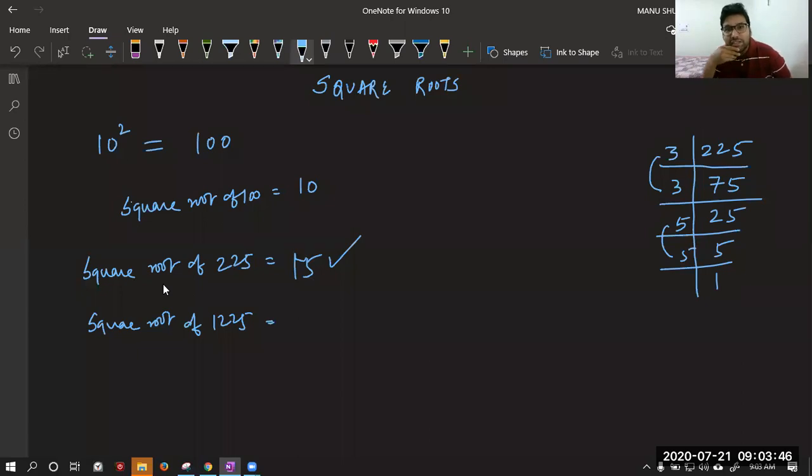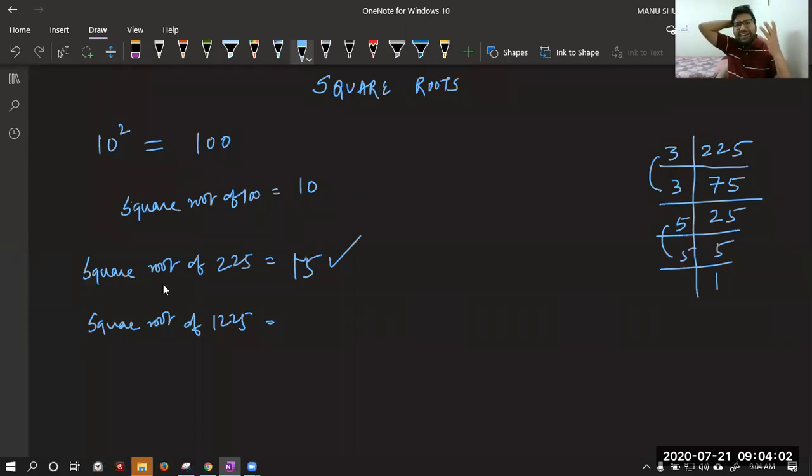Yuvraj is saying 3. Soham is saying 360. Beta Soham. She is saying 45. No beta. If you see 45, check with 40. 40 square is 1600, which is more than 1225. It cannot be more than 40.